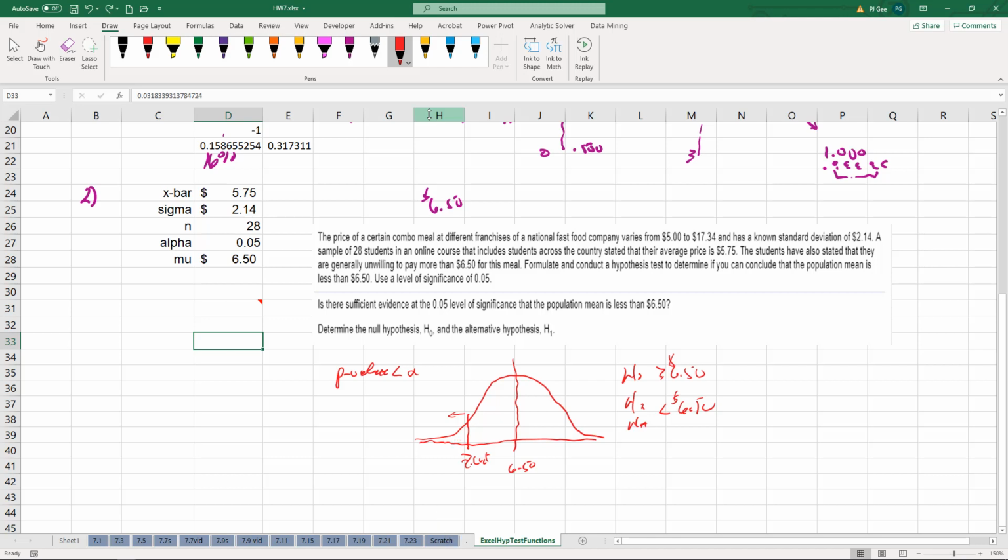Okay, so alpha is the area down here. That's 0.05, 5% of the curve down here. And we just got Z crit from that, okay? So the same thing, we have to do the test statistics. Let's figure out what Z crit is, okay?